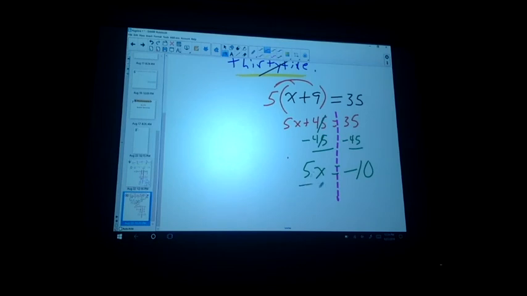How would I solve the rest of this? Divide by 5. Divide each side by 5. Good. So I'm going to get x is equal to negative 2.